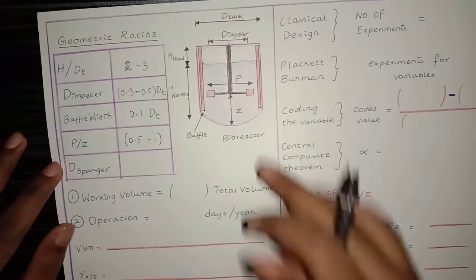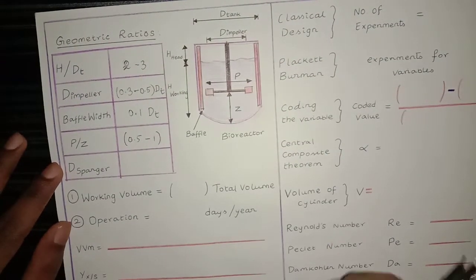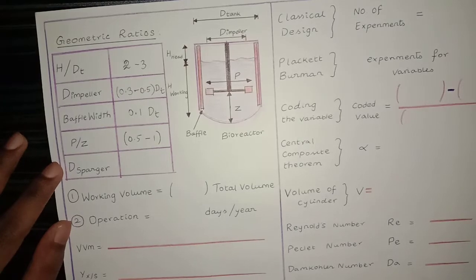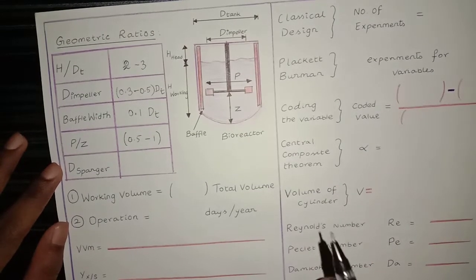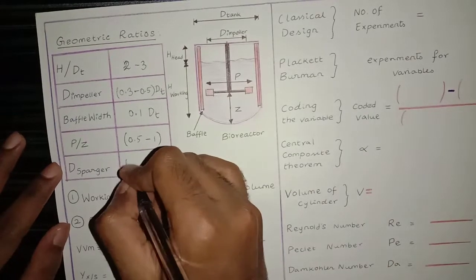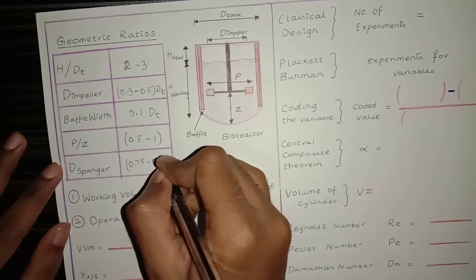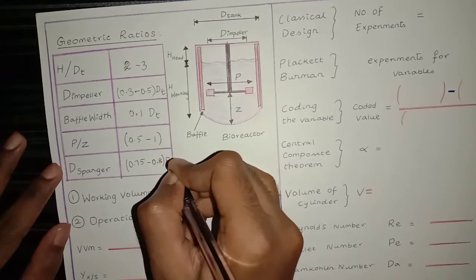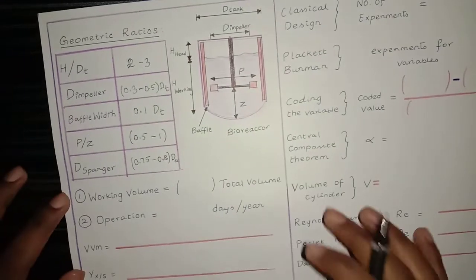Sparger. The sparger is placed at the bottom and we sparge air or pure oxygen for the growth of cells. The diameter of the sparger is at least 3/4 the diameter of the agitator, that is 0.75 to 80% of the diameter of the agitator, dA.